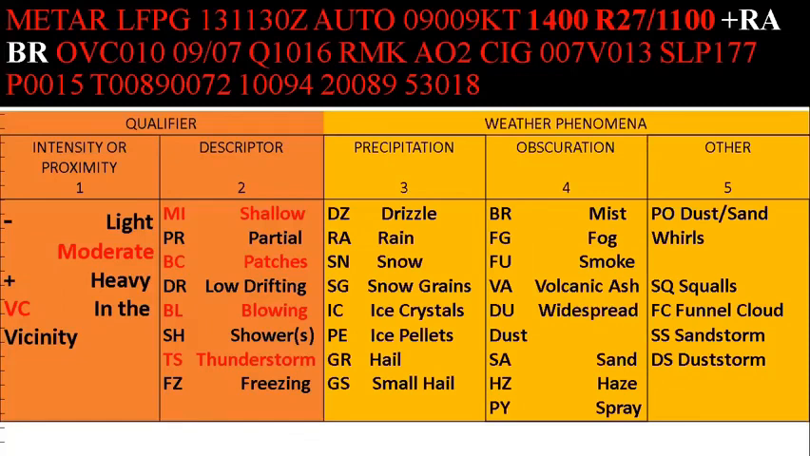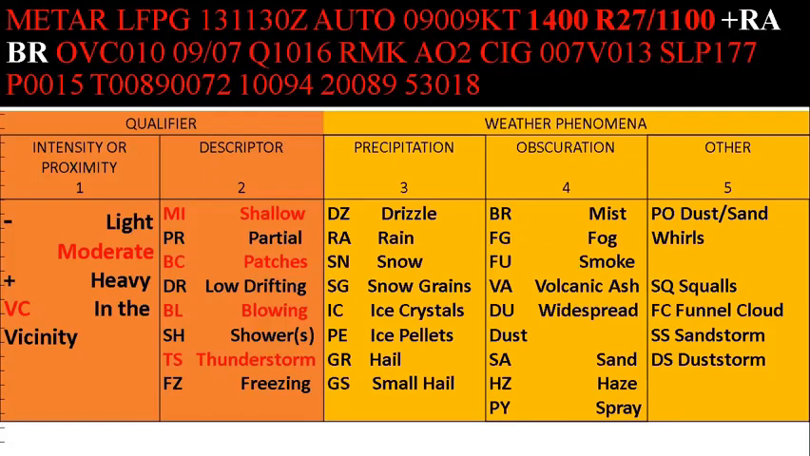Weather description is divided into two parts. The first part is the qualifier and the second part is known as weather phenomena. So if you see the first column, it stands for intensity. Plus stands for heavy. Minus stands for light intensity. And if there is no sign of plus or minus, it is moderate intensity. And VC stands for in the vicinity.